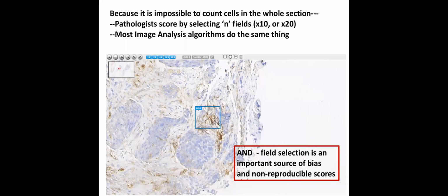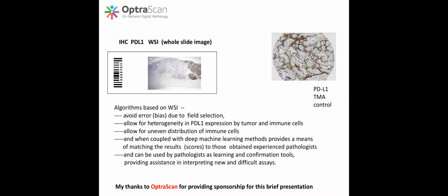So an algorithm to abolish that would need to look at the whole slide section. So this is what the goal was of the study that Dr. Jadhav will describe. The algorithm was based on a whole slide image to avoid the bias of field selection and to allow for heterogeneity of PD-L1 expression. And it also looked at immune cell distribution, and it was also to accommodate the uneven distribution of immune cells.